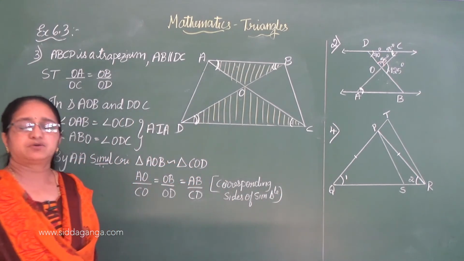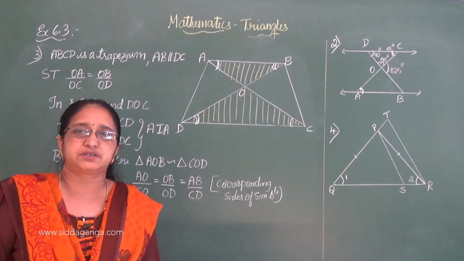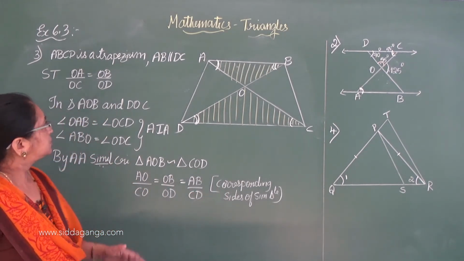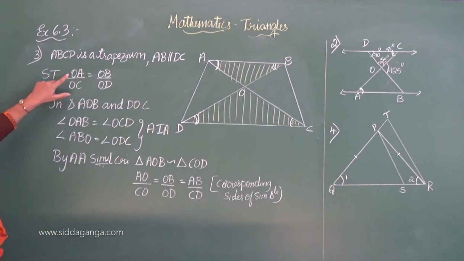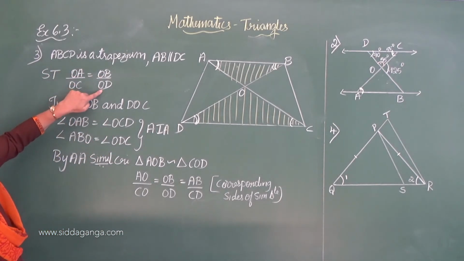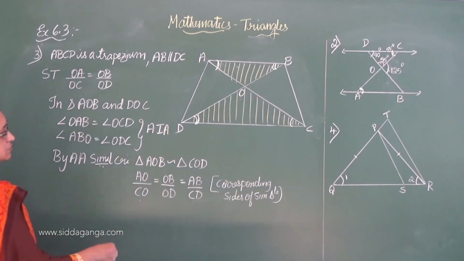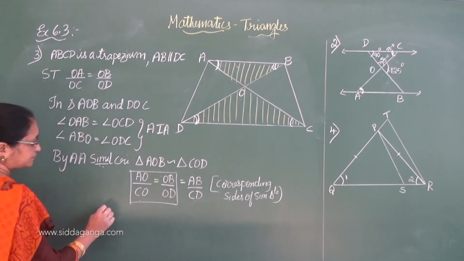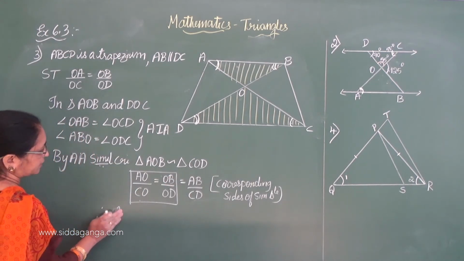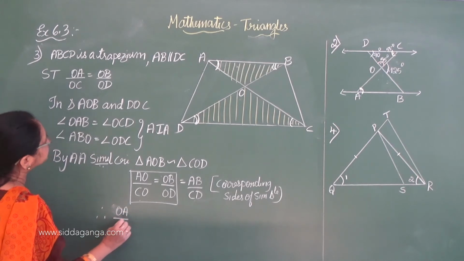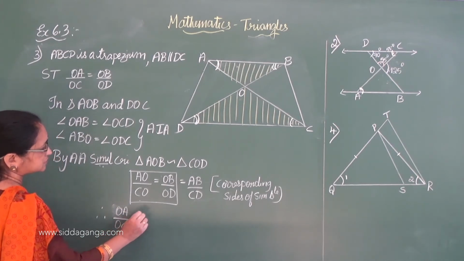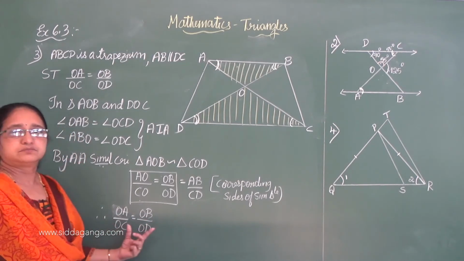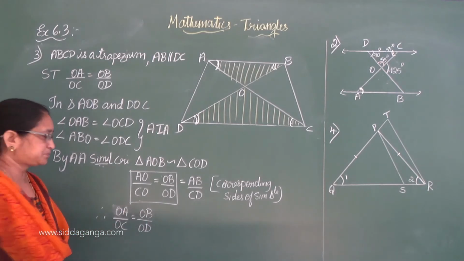Corresponding. See how you apply CPCT for congruent triangles, same way corresponding sides of similar triangles. But what we need, we have to show that OA by OC is equal to OB by OD. See, only this much they have asked. So you can change the order of it, how they have asked. OA by OC is equal to OB by OD. Hence proved.